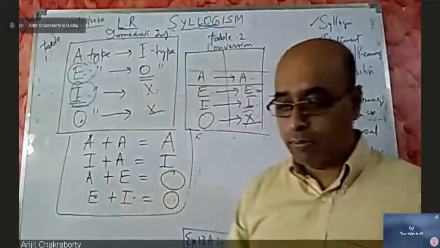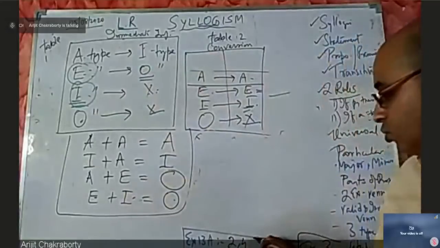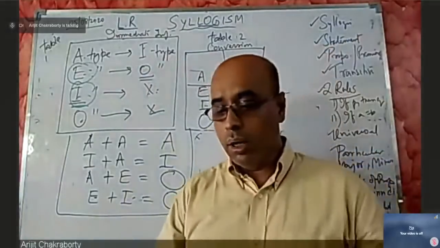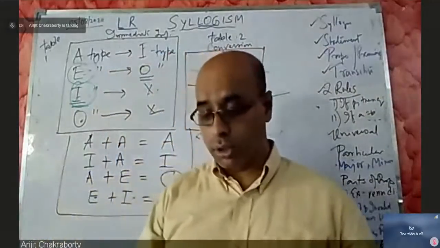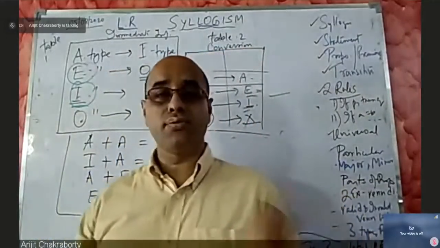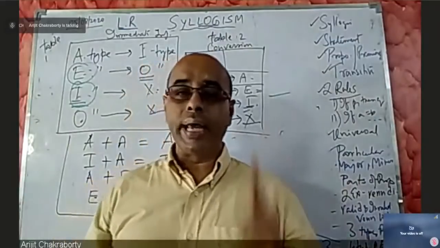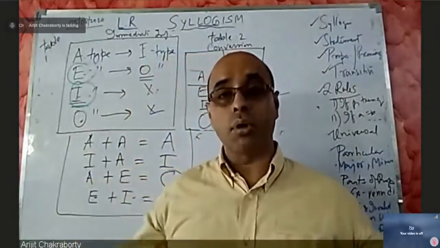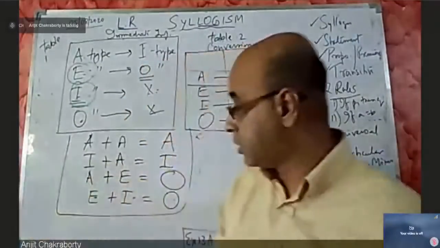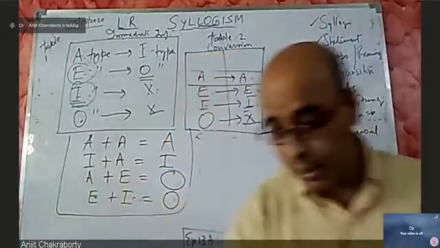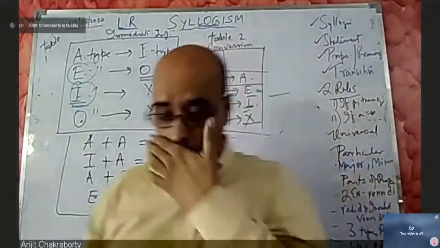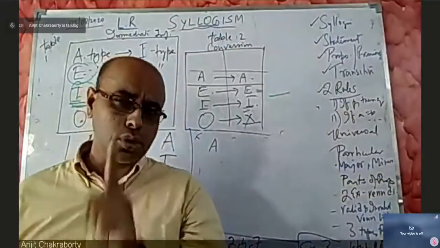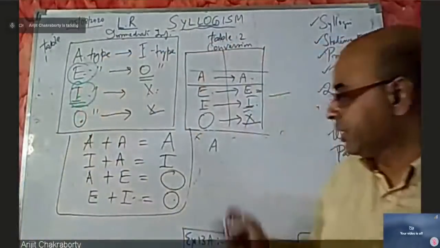I am taking up number 7 now. All names are dogs. No dogs are foxes. All names are dogs is an A type. No dogs are foxes is an E type.